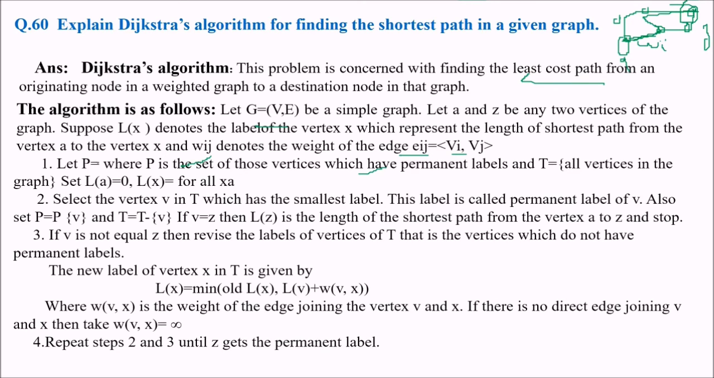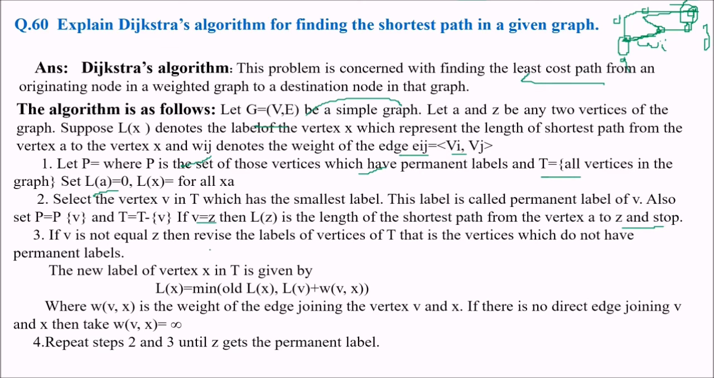So let us start. Let P be the set of those vertices which have permanent labels, and T be all the vertices in the graph. We start with L(A) equal to 0 and Lx equal to infinity for all other x. Select the vertex V in T which has the smallest label. This label is called the permanent label of V. Also we set P equal to P union V and T equal to T minus V. If V equals Z, then Lz, which is the last one, is the length of the shortest path from vertex A to Z, and we stop here.